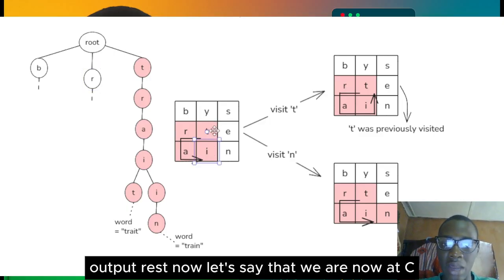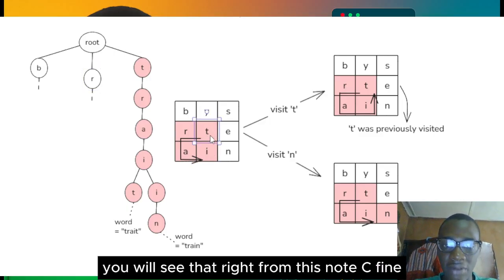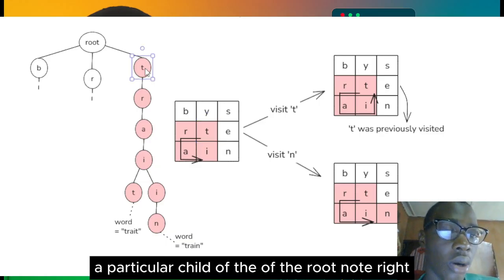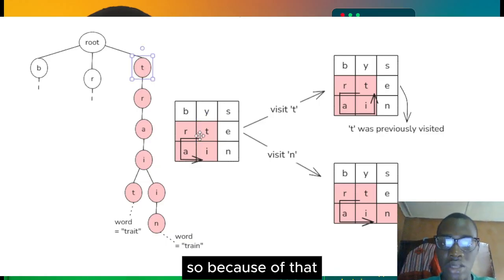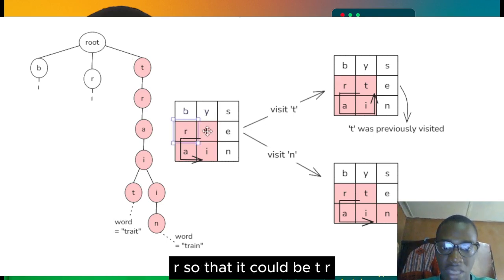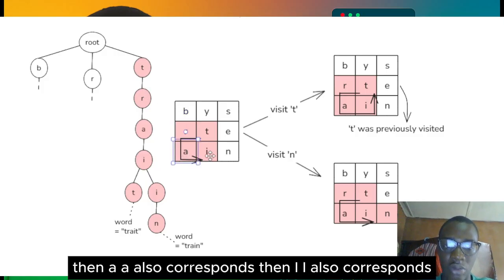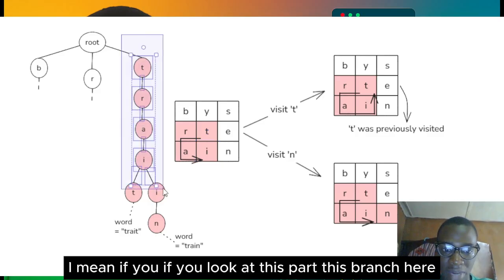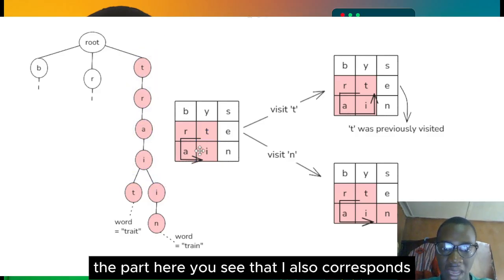Now let's say that we are now at C. You will see that right from this node T, fine, T corresponds to a particular child of the root node, right? So because of that, we are going to perform a DFS back to R, so that it could be TR. R also corresponds, then A also corresponds, then I also corresponds. I mean, if you look at this branch here, you see that I also corresponds.